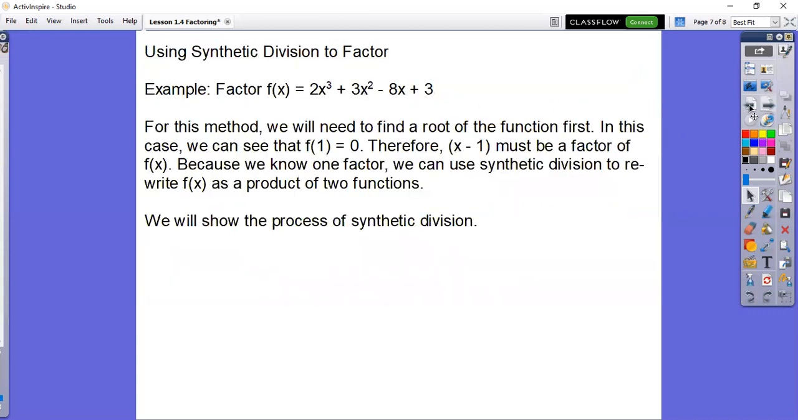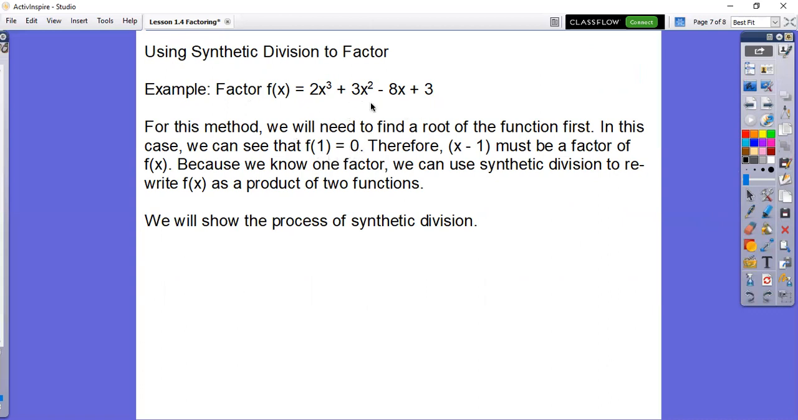All right, so the last thing that we're going to talk about is synthetic division, using synthetic division to factor. If we use synthetic division, there's a qualifier that we have to do first. Before using synthetic division, we have to find a root of the function. So for example, I look at this function up here and I notice that f of 1 is 0, meaning that 1 is a root of this function.